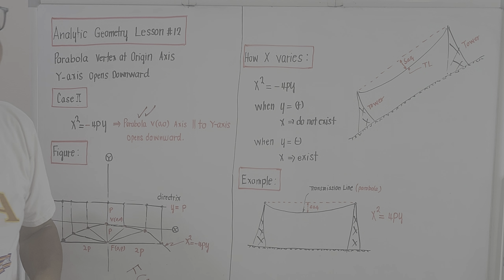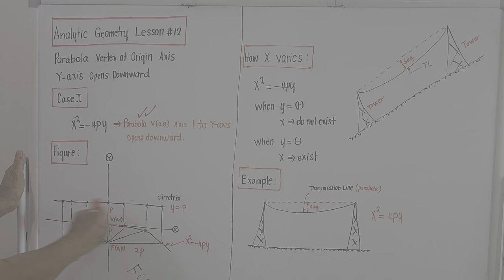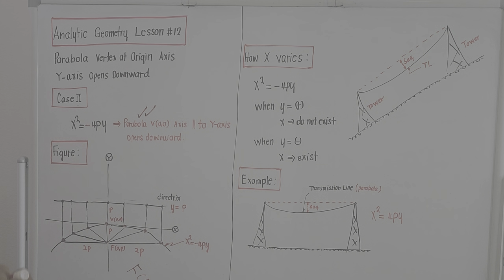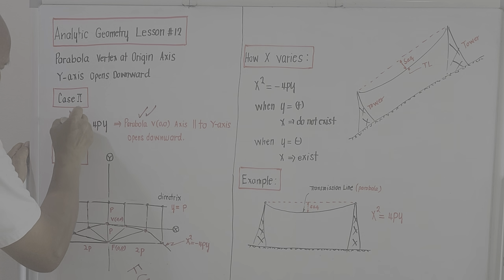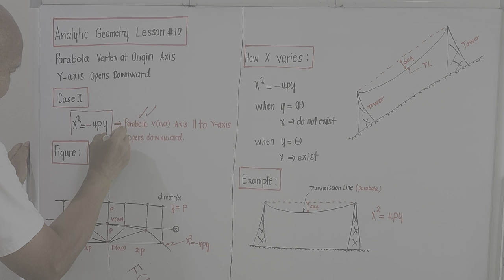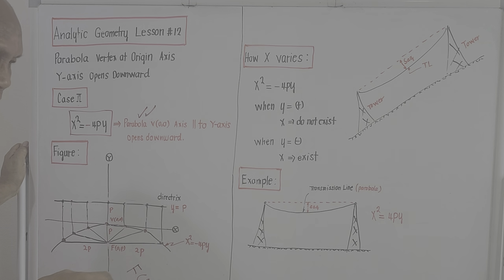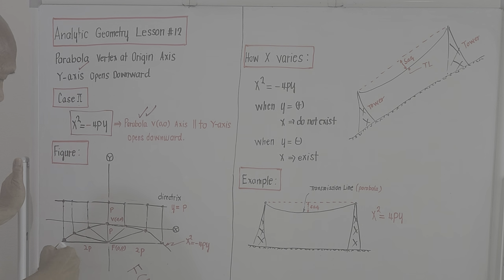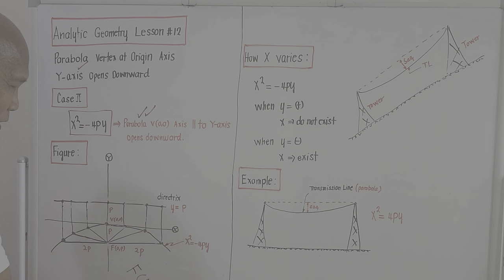That's case number 2. It's almost the same as case number 1. The only difference is that the parabola opens downward, and there should be a negative sign here. So you have to memorize this by heart, so you won't forget what a parabola with vertex at 0, 0, at the origin, is. And its axis is parallel to the y-axis, opening downwards.